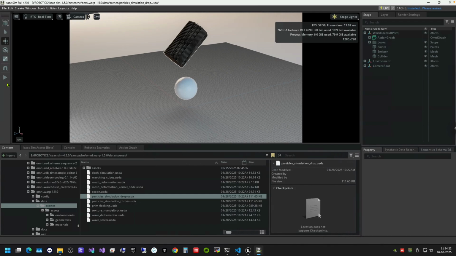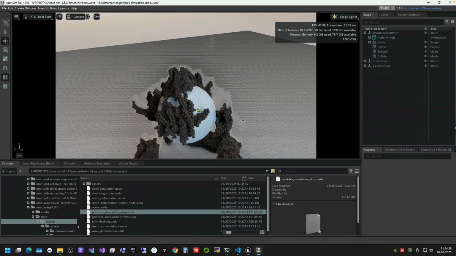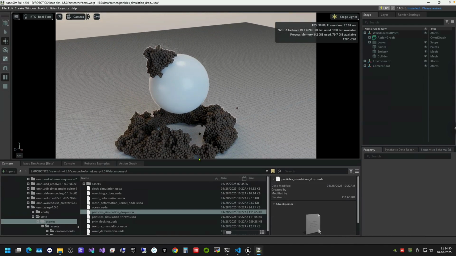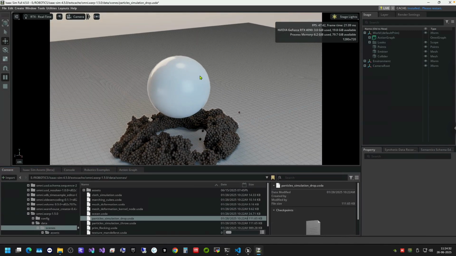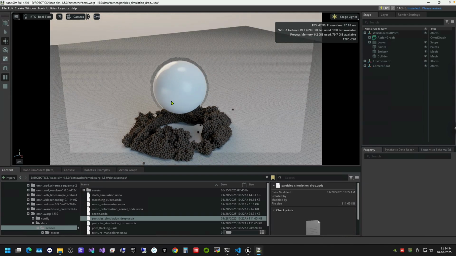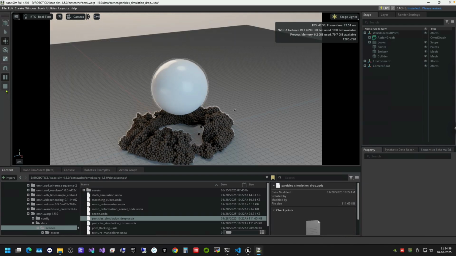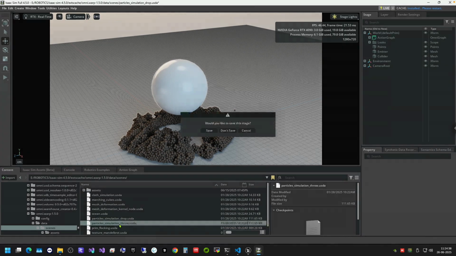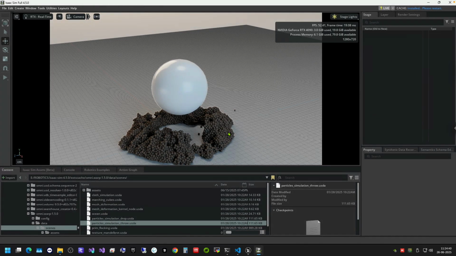This is one example of physics simulation which we are currently running in NVIDIA Isaac Sim, and if we see, it is creating physically accurate simulations of how these particles are being thrown on top of a ball, and it simulates that.